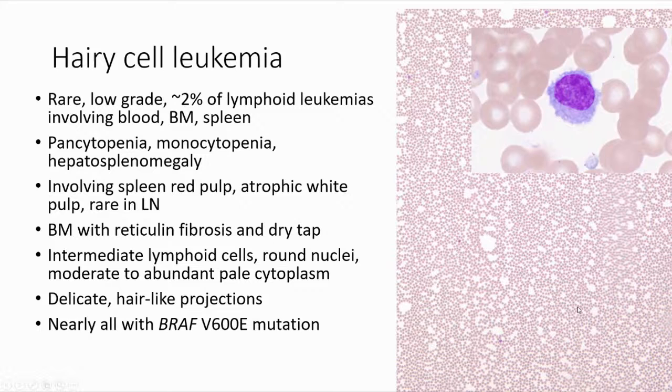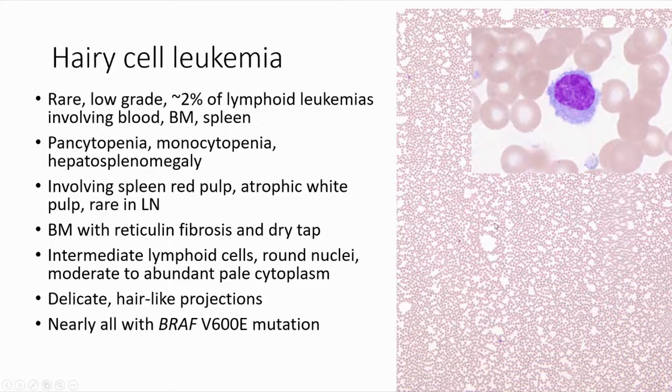And it will involve the spleen red pulp with an atrophic white pulp. And a classic example of one of the cells is here. Usually they don't like to let themselves be photographed so well, but this is a nice example of one showing an intermediate sized lymphoid cell, a round nucleus, moderate to abundant pale cytoplasm with these very fine cytoplasmic or hair projections.